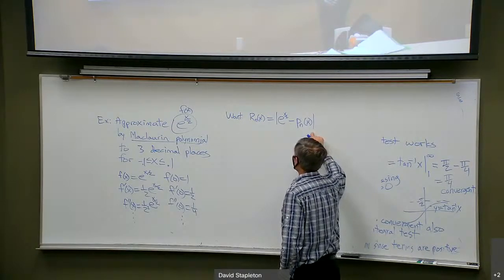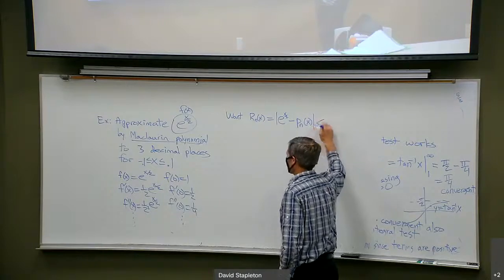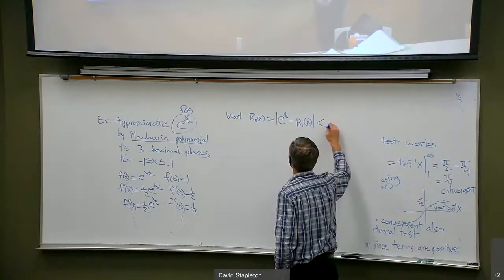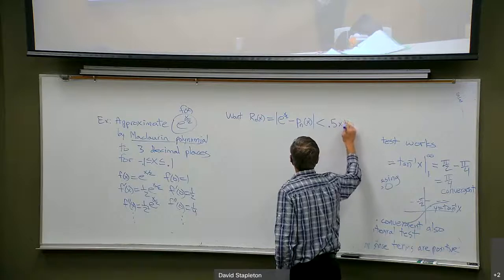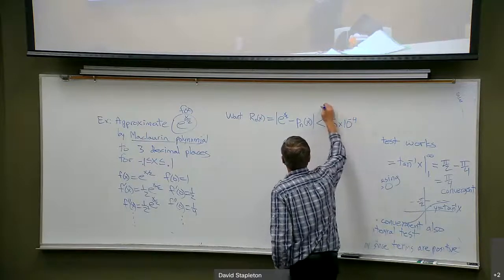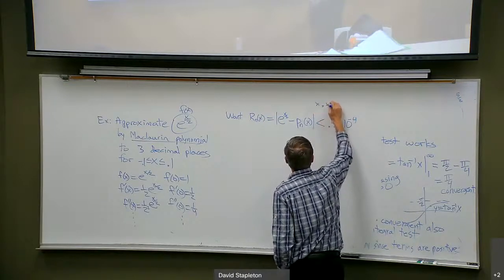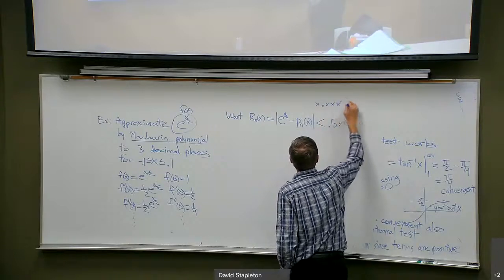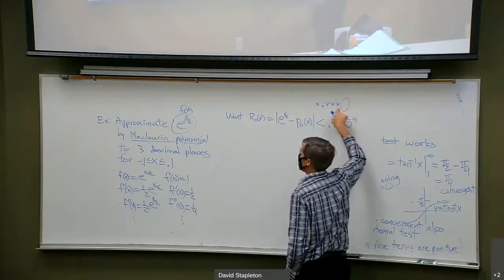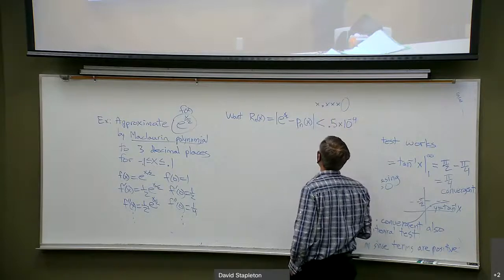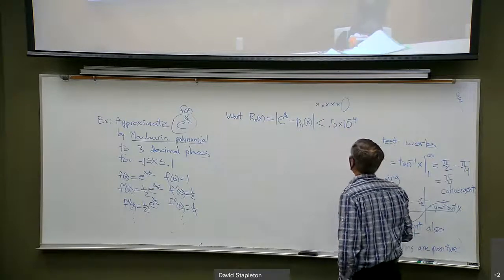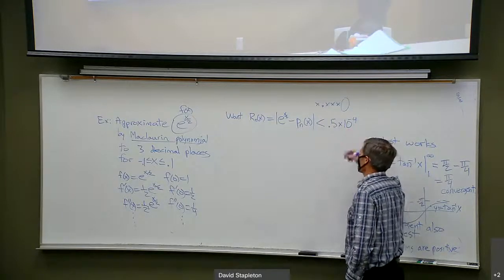What is this? For 3 decimal places, we want it less than 0.5 times 10 to the minus 4. That says whatever you write down here with a bunch of digits, we want less than or equal to 5 in this next spot, so these first 3 decimal places are accurate. So you want less than 0.5 times 10 to the minus 4; that is the definition of 3 decimal place accuracy.